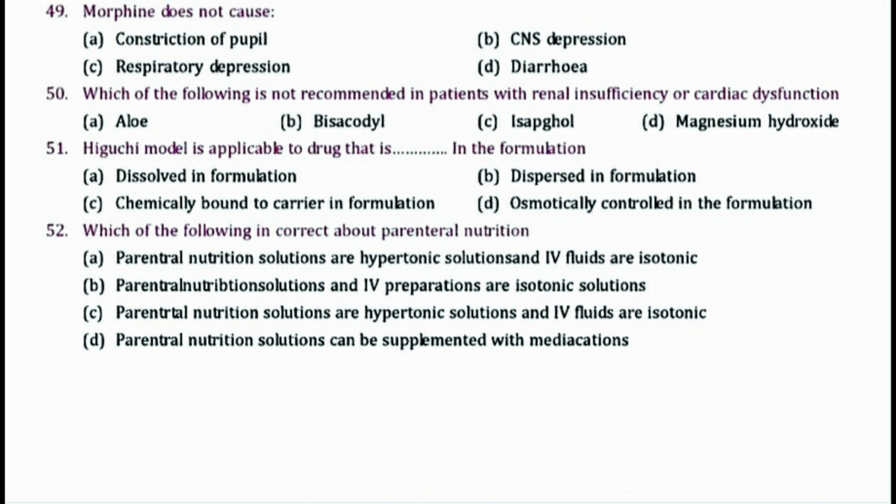Parenteral nutrition solutions are hypertonic in nature and IV fluids are isotonic in nature. Hypertonic to blood in nature, that is its osmolarity should not exceed 900 milliosmolar per liter. Then osmolarity of isotonic means 250 to 375 milliosmolar per liter.